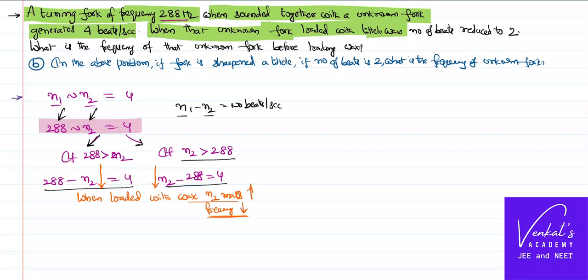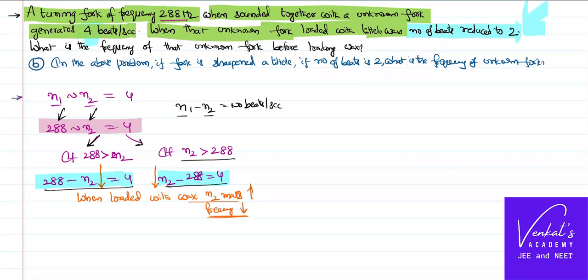What happens then in our problem? Number of beats is reduced to 2. Earlier the number of beats was 4. Now it was reduced to 2. Now let us analyze both these equations, and see in which case reducing the number of beats to 2 is a valid phenomenon, right? Let us start with the first case itself.